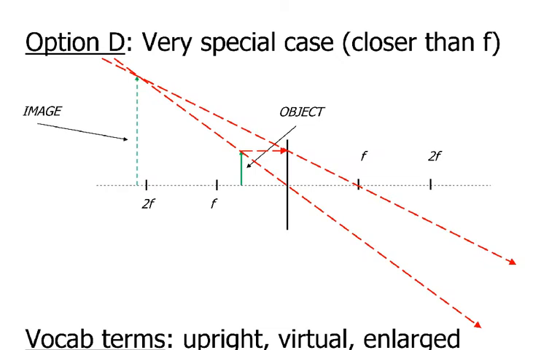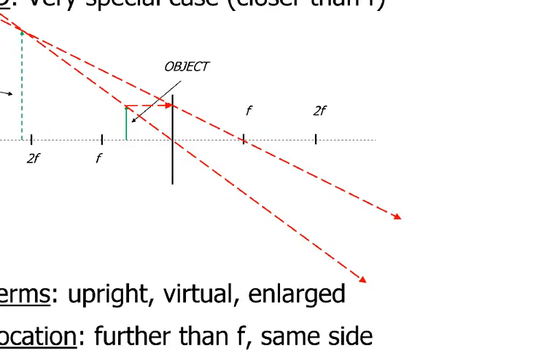This one is extremely interesting. All right, so here we have the object closer to the lens than F. And when we draw in our special rays, if you would ignore this part over here for the moment. So we draw in the special rays. So let's just zoom in on this part.